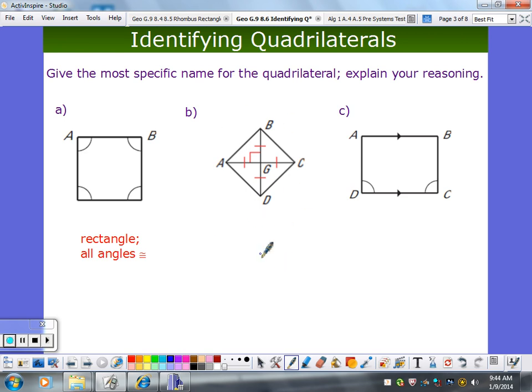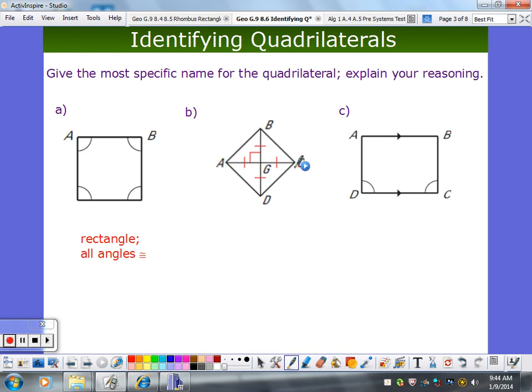Now let's look at our friend over here. What do you think about B? What do you think? Okay, so we have bisecting diagonals, which means parallelogram of some sort, and it has a perpendicular. So definitely rhombus, but is it a square? We don't know.